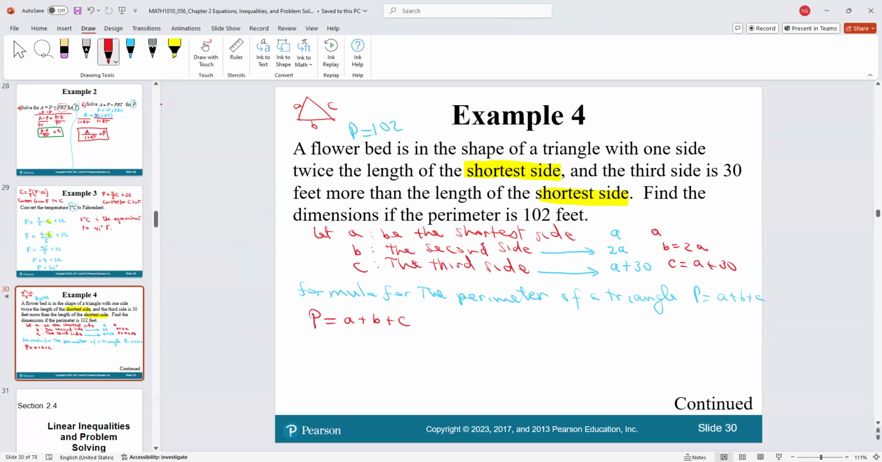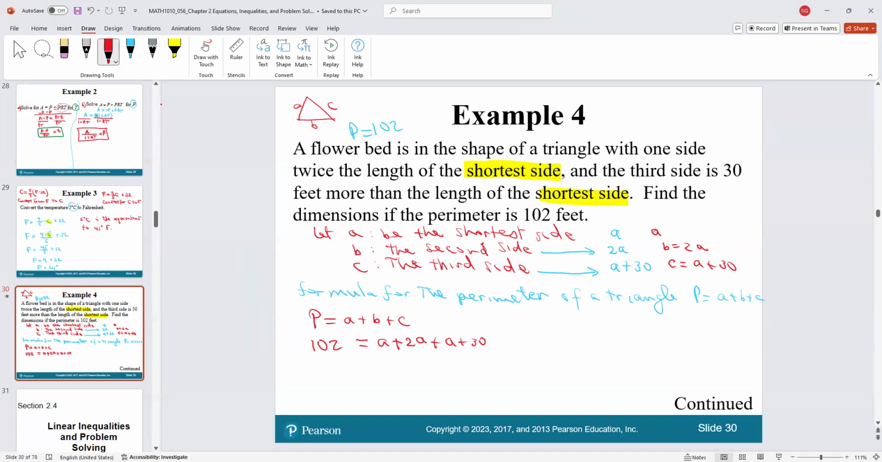So we know the perimeter is 102 equal A, plus B. What is B? Yes, 2A. And what is C? A plus 30. Now, you see, you have an equation in only one variable. So what we covered in section 2.1. If you forget how to solve equations in one variable, I strongly advise you to go back and take a look at section 2.1. We had a video on it.